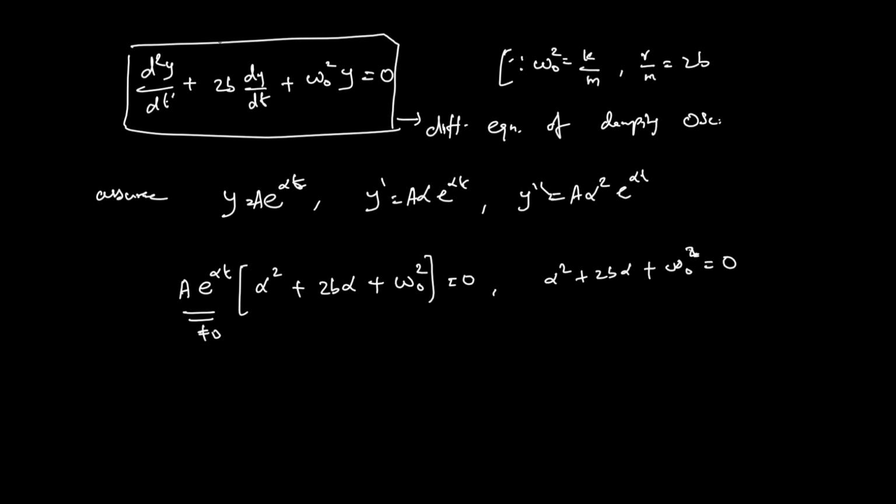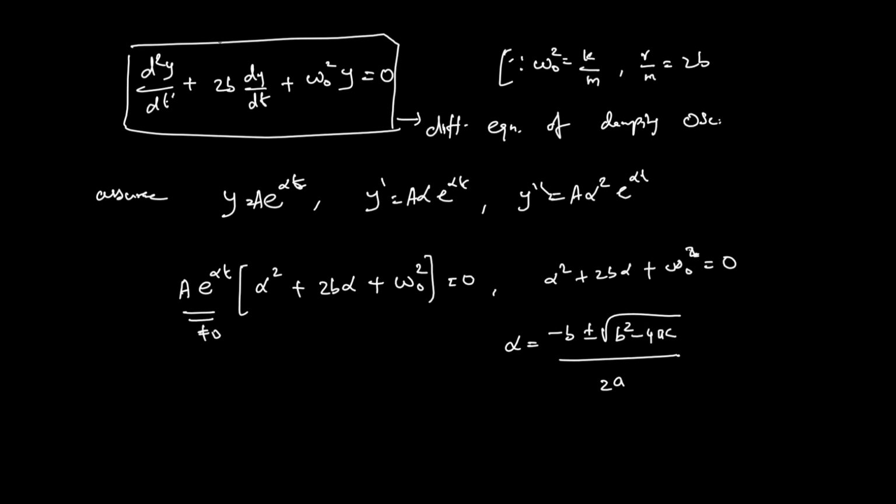So if I solve the quadratic equation, then the format will be alpha equal to minus b plus or minus root of b square minus 4ac by 2a.